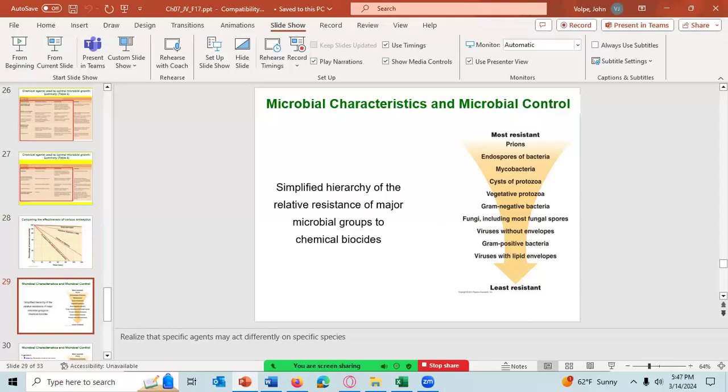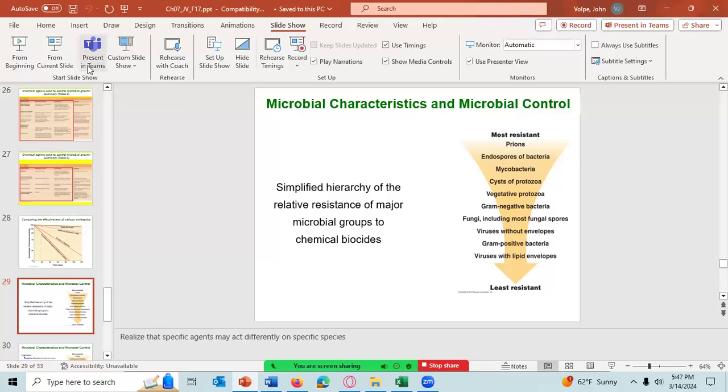All right, we're getting to the end of this lesson. Microbial characteristics and microbial control. This is a simple hierarchy of the relative resistance of major microbial groups to chemical biocides.